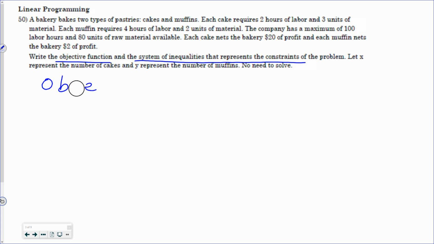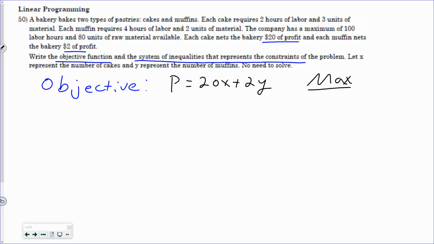So the objective function, that's going to be my profit, which is, I'm told it's $20 of profit for a cake and 2 per muffin, and X is the number of cakes. So what I get is that my profit is 20X plus 2Y. That's my objective function. And I like to write on the side max, just to remind myself that I need to maximize that. So my profit is 20X plus 2Y.